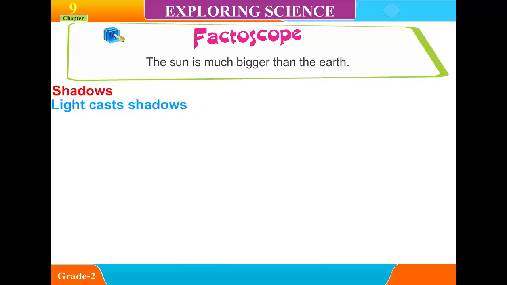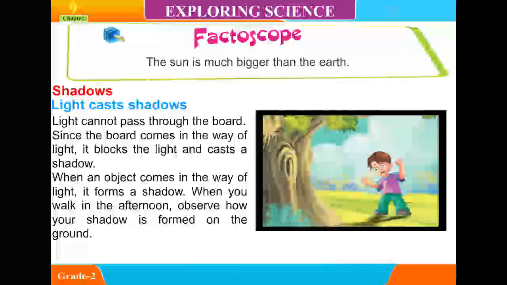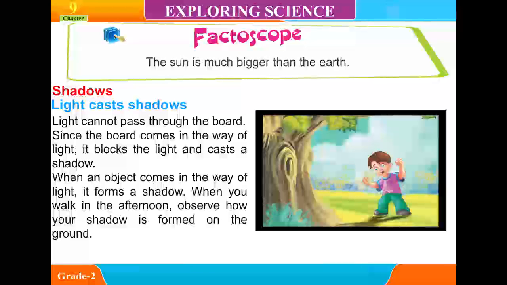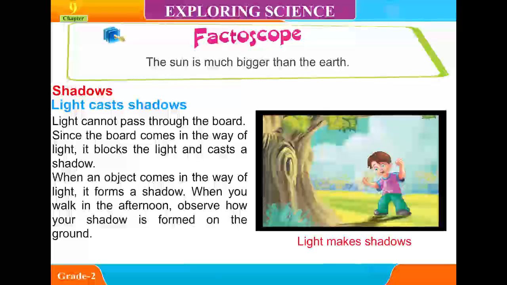Shadows. Light casts shadows. Light cannot pass through the board. Since the board comes in the way of light, it blocks the light and casts a shadow. When an object comes in the way of light, it forms a shadow. When you walk in the afternoon, observe how your shadow is formed on the ground. Light makes shadows.